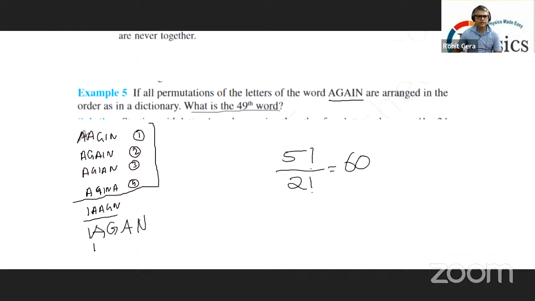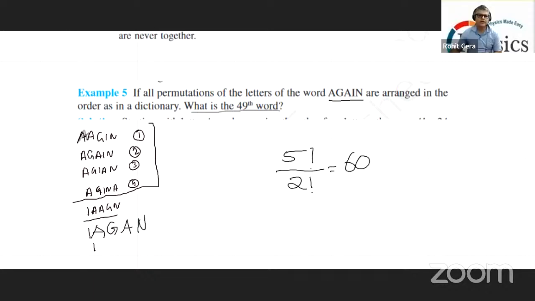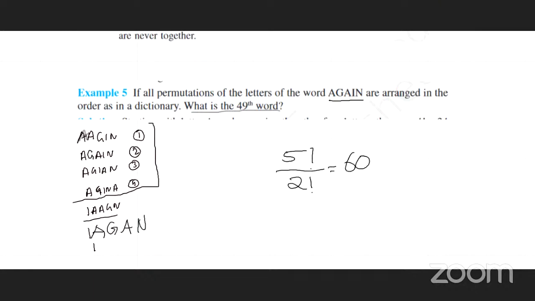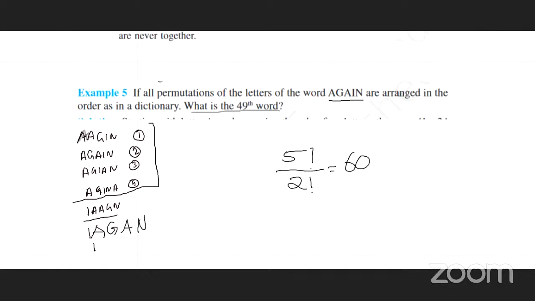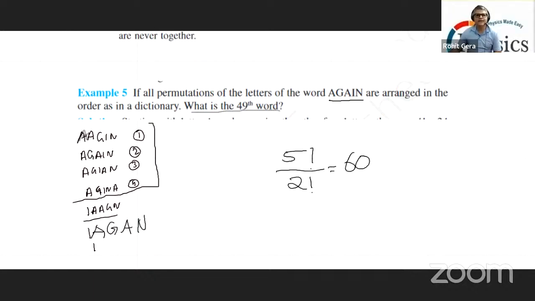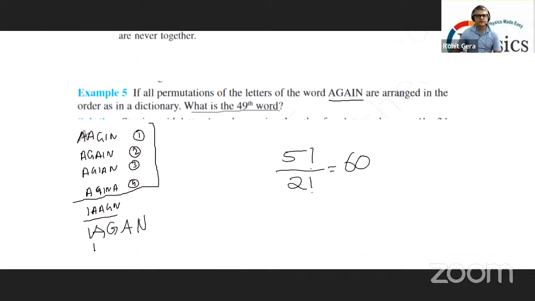24 words gone. Then all the words will start with G. Again 24. So G is fixed, so you're left with A-A-I-N. Okay, 4 factorial upon 2 factorial, 12 words. So 36 words gone. Now start with I. So you have I, then A-A-N, again 12. 36, 48. 48 gone. Now all the words would start with I.